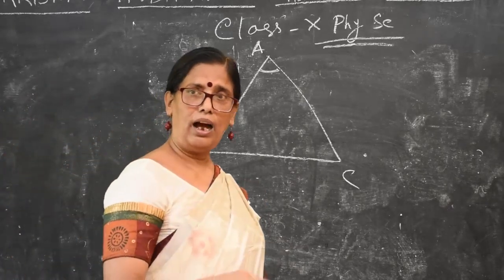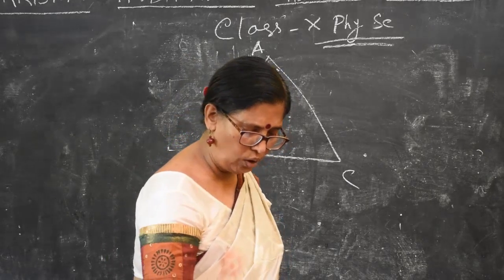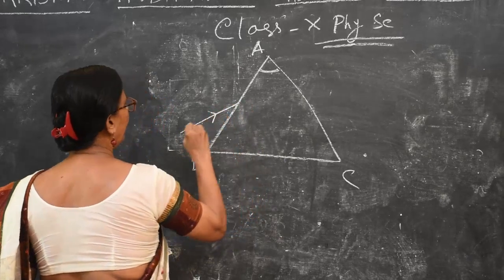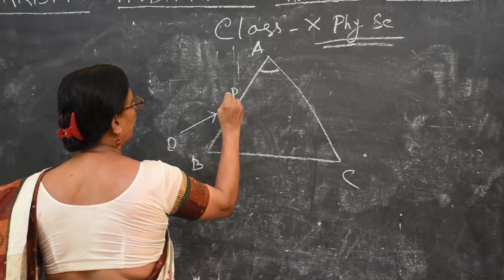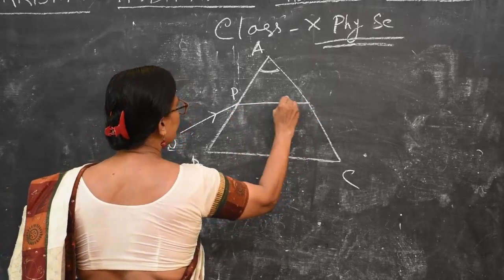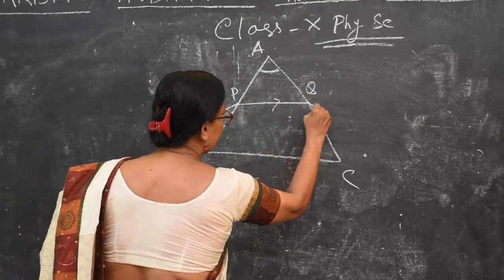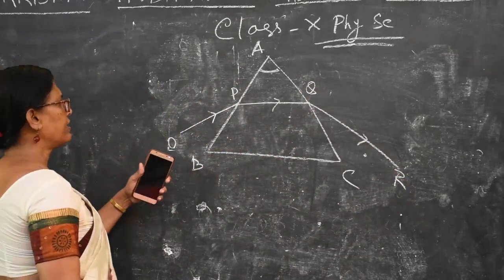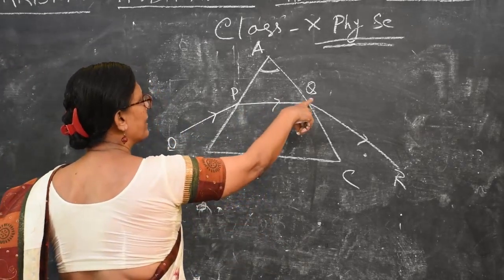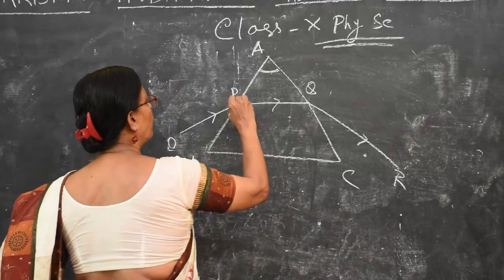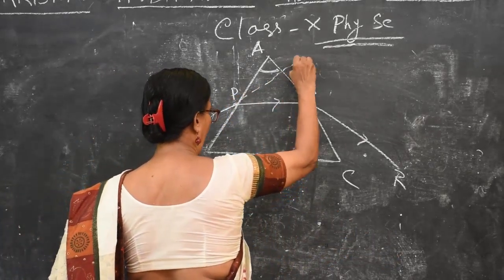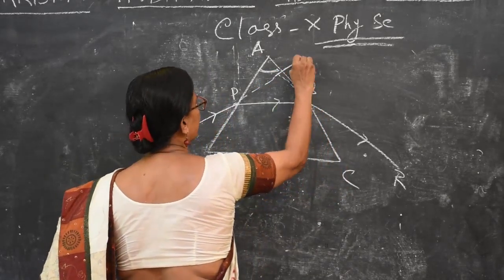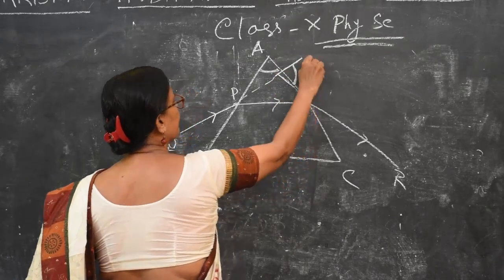Let this be our ray OP. This is within the prism, PQ, and this is the final ray QR. This is the first ray OP. So if we extend this ray from here and this ray from here, this is our angular deviation. This is the delta.